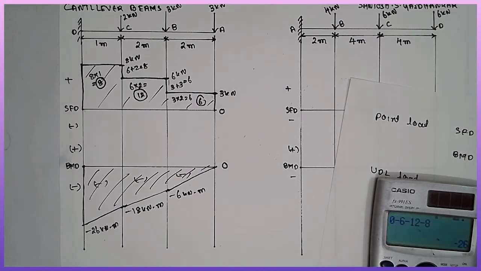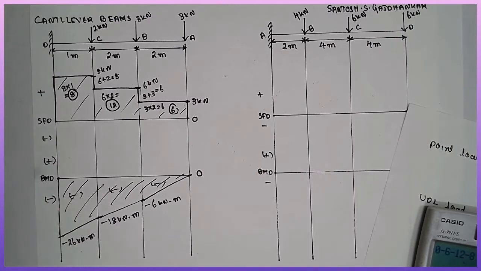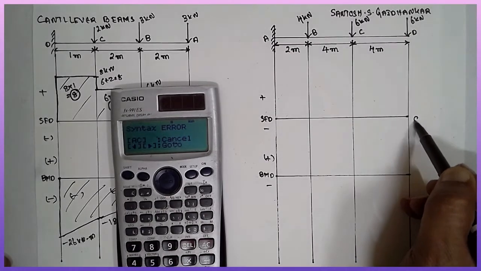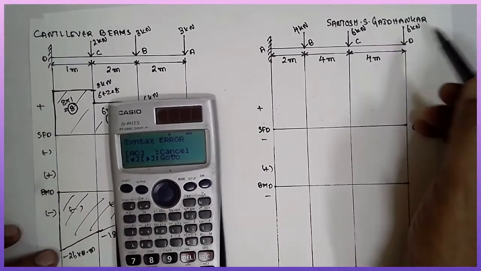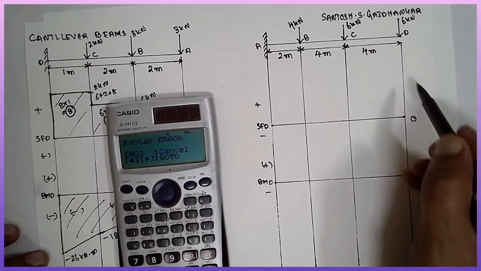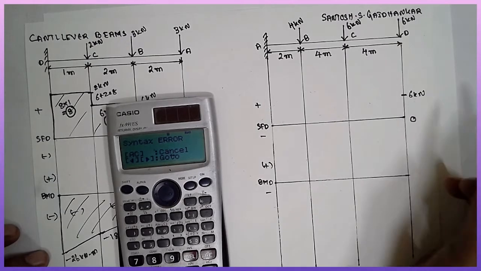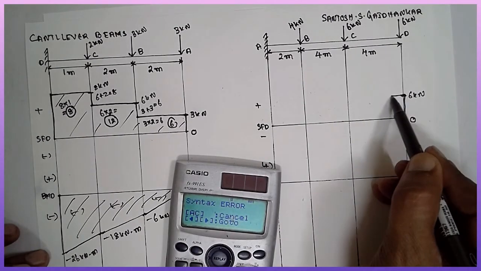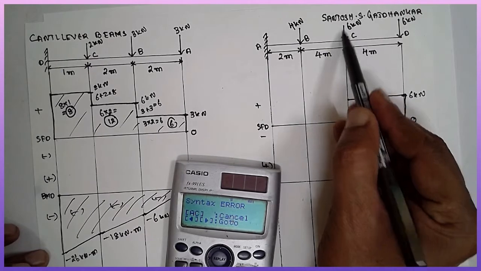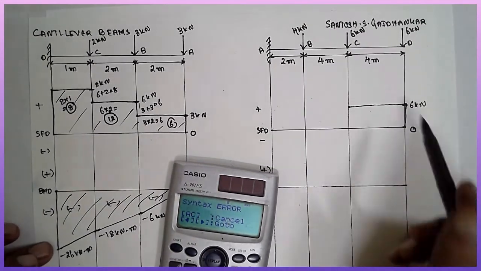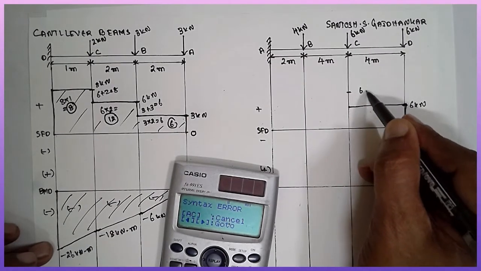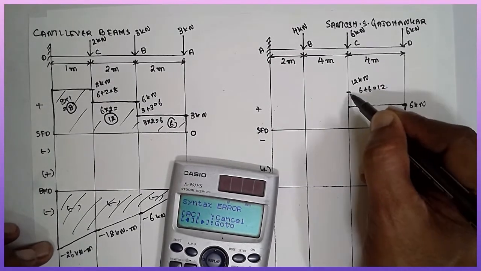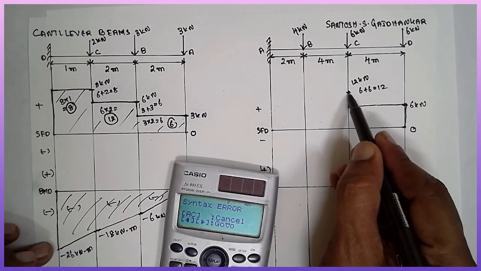Let us solve the second problem. Conditions remain the same. This is zero. Downward arrow means plus sign, plus 6 kilonewton. There is no load, so a straight line. It reaches here. Again, there is a downward arrow. That means 6 plus 6 becomes 12. Here, the value will be 12 kilonewton. Further, there is no load, straight line.